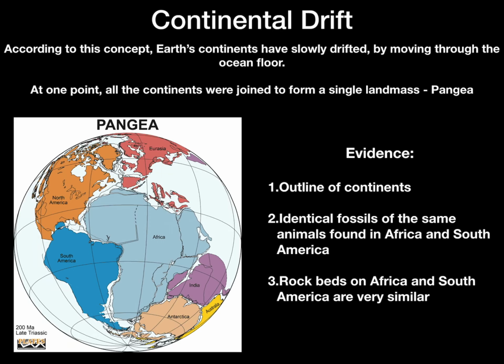We can see that at one point, according to this concept of Pangea, some people believe that at one time all of the continents were joined in a single land mass that we call Pangea. You can see in the picture here that we have the light blue continent of Africa right next to the dark blue continent of South America. There's India and Antarctica, and all the continents are squished together to form more of a single land mass that was all right next to each other.